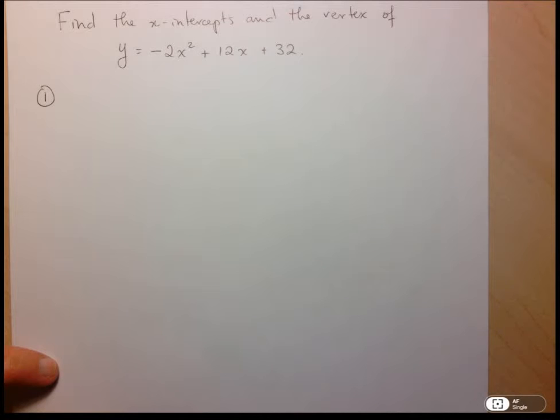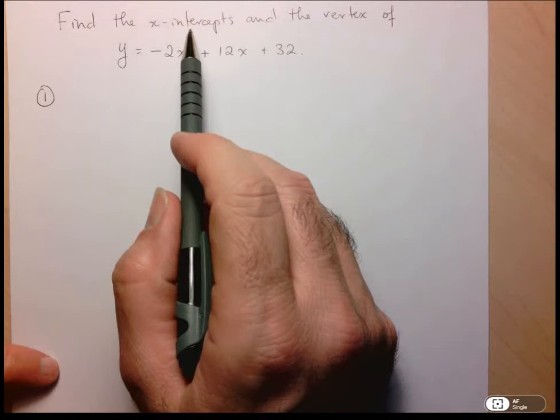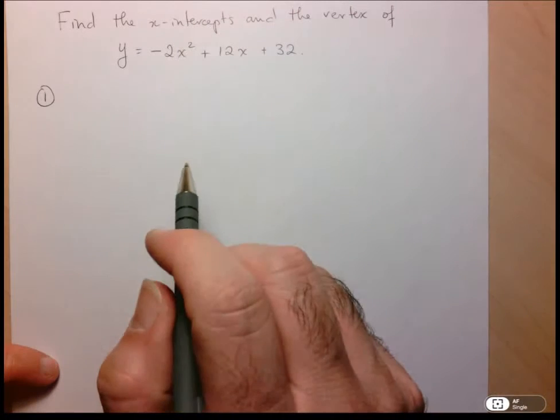Hi folks, what I'm going to do here is review how we can get different information from a quadratic depending on what form we're using. So here we're looking for the x-intercepts and the vertex of this quadratic function. And I'm going to work with this in two ways. The first thing I'm going to do is first find the x-intercepts and then see how I can use that information to find the vertex.